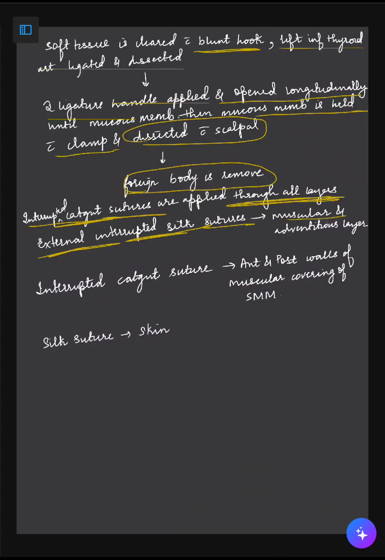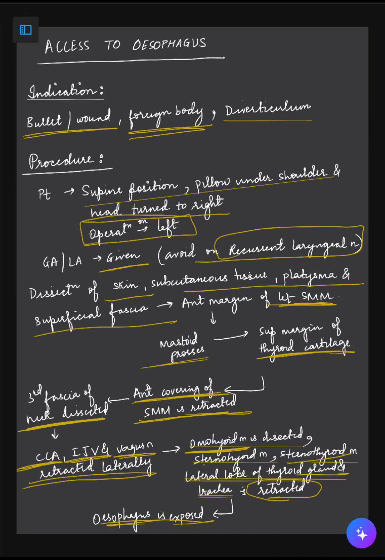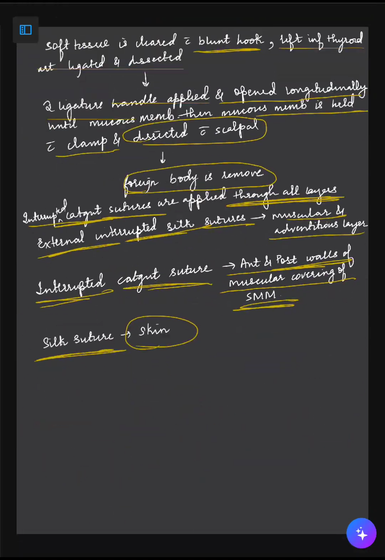It is given to the muscular and adventitious layer of the esophagus. Again, interrupted catgut sutures are given to anterior and posterior wall of the muscles covering of sternocleidomastoid muscle, and silk suture is given on the skin. This was the complete procedure of access to the esophagus.